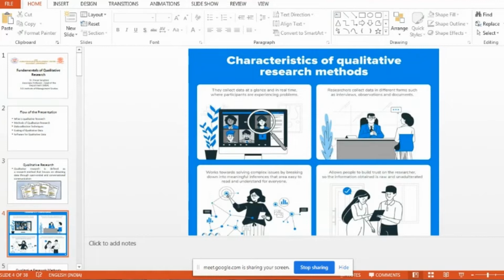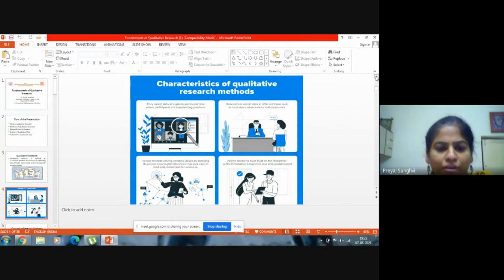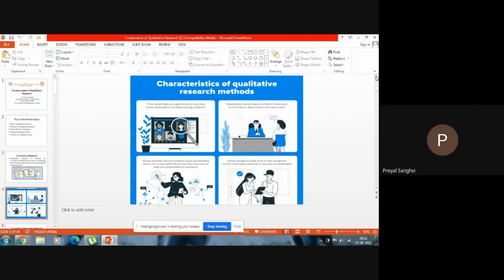If we talk about the third characteristic of the qualitative research method, it works towards solving complex issues. When we want to analyze qualitative research data, we break down the data into different codes, and after that we group these codes into different categories. So it works towards solving a complex issue by breaking it down into meaningful inferences that are easy to read and understand for everyone.